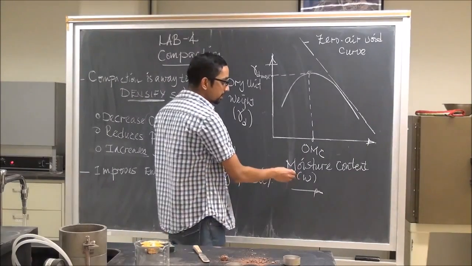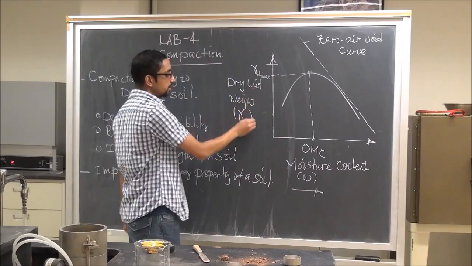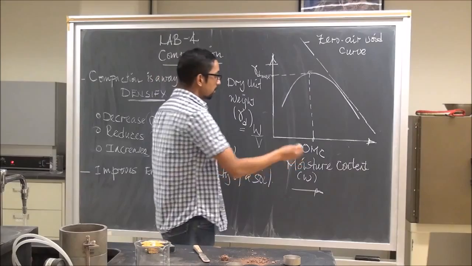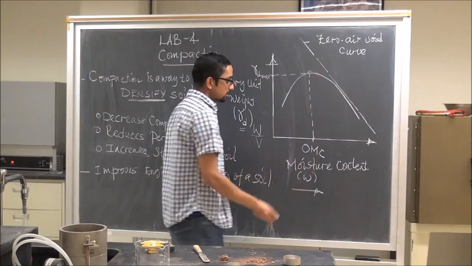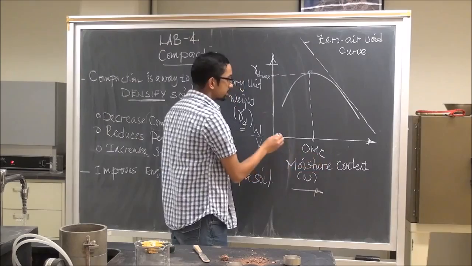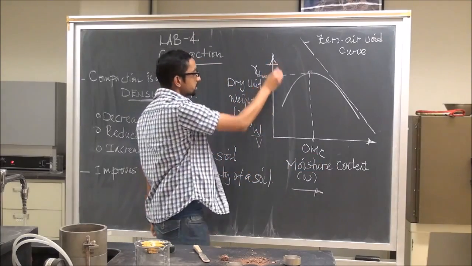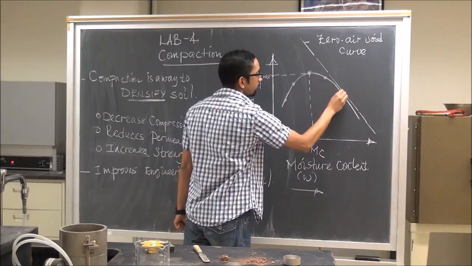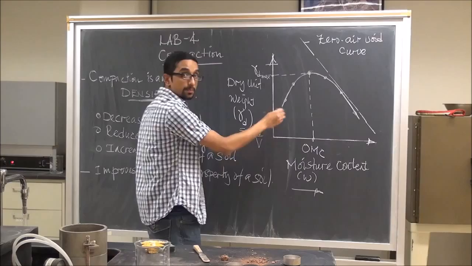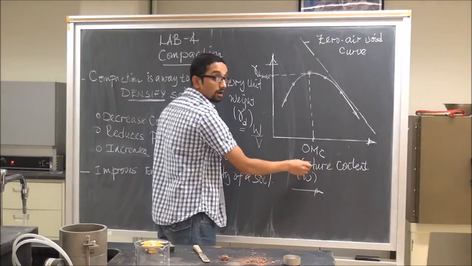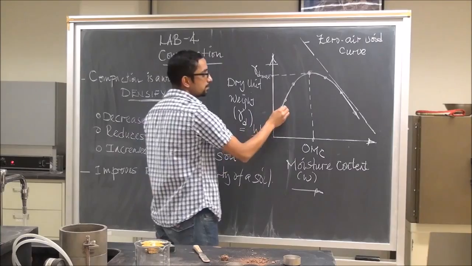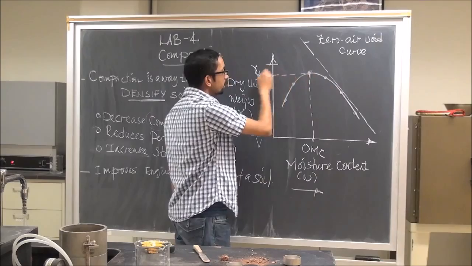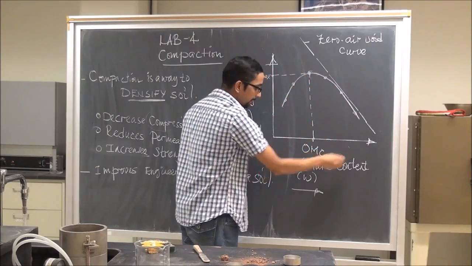So since we calculated the moisture content and dry unit weight, which is weight of soil over volume of soil, we can plot a graph which looks similar to this. So you plot moisture content on x-axis and dry unit weight on y-axis. So as you keep on plotting these points, your graph should look something like that. Which means as you increase the moisture content, the dry unit weight keeps on increasing till it reaches a point beyond which the dry unit weight goes on decreasing with further increasing moisture content.